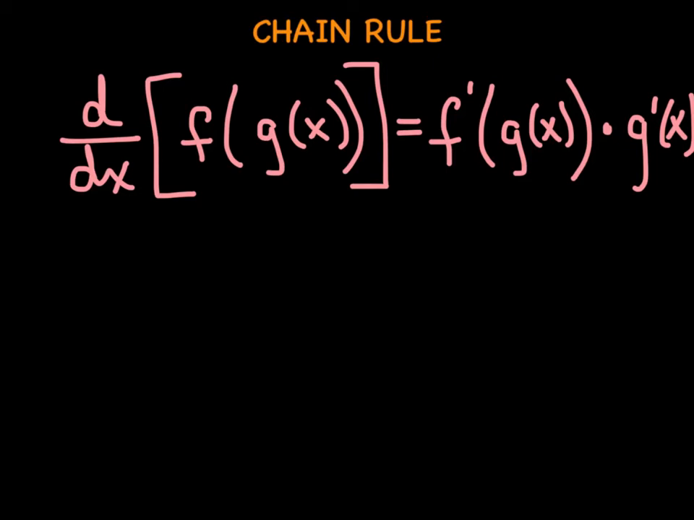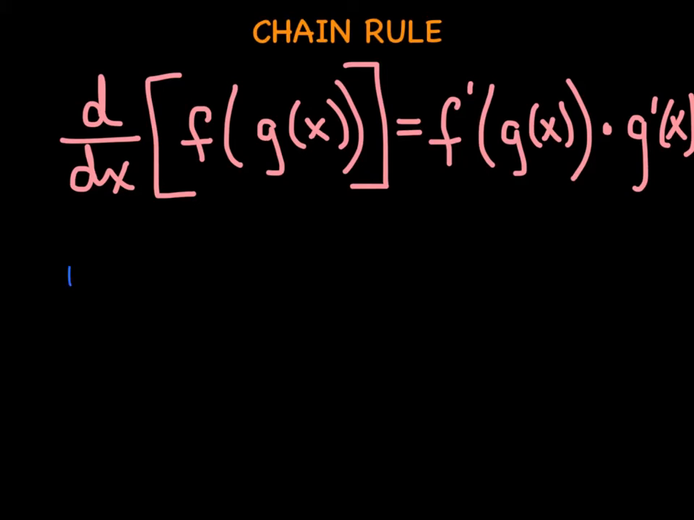The key to this rule is not getting in a rush, and you want to make sure you don't touch or derive that inner function until it's the appropriate time. So just be patient, finish that outer function's derivative, and then derive by the inner function. Okay, so let's take a look at a couple of examples.